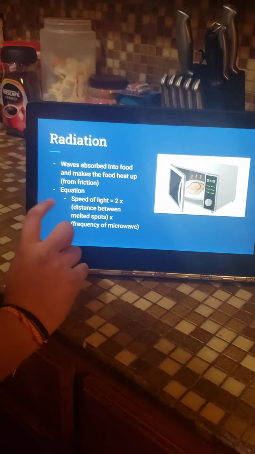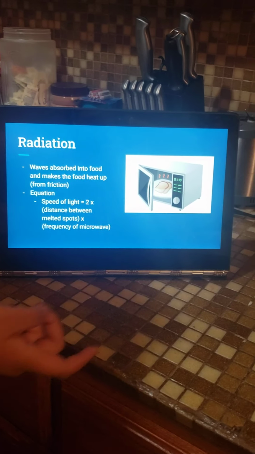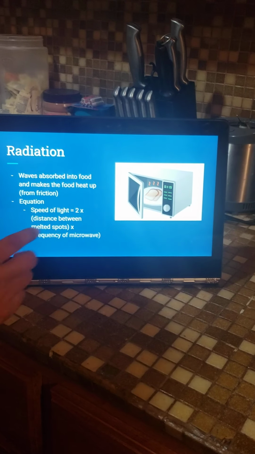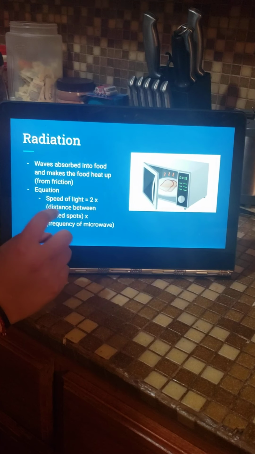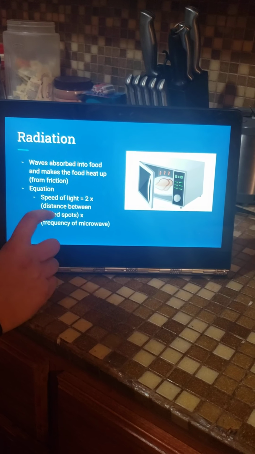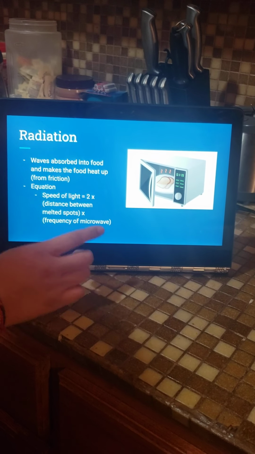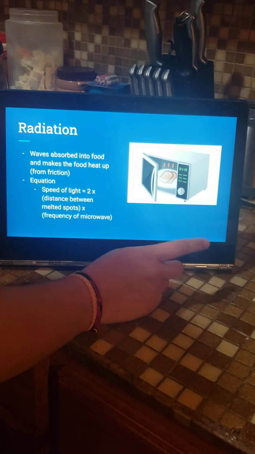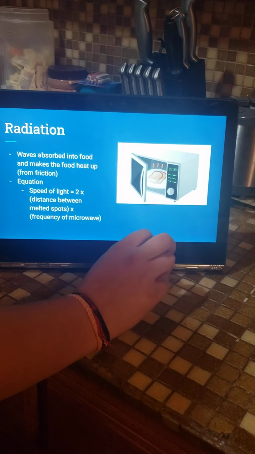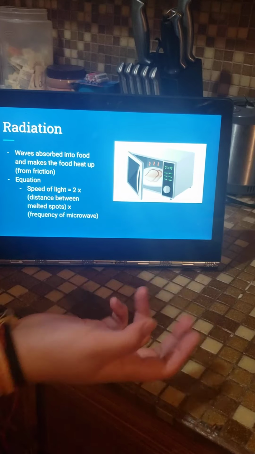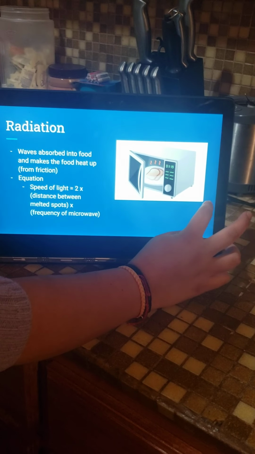And then the equation, if you wanted to see what the speed of light is at what it's heating up, would be 2 times the distance between the melted spots times the frequency of the microwave. Every microwave has a frequency. You would just need to check which frequency it ends up being.